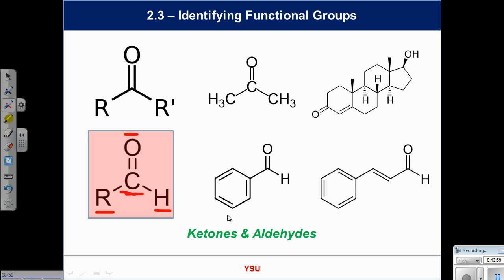Examples of this, benzaldehyde. Okay, smells like almonds. You've got a hydrogen there, you've got a carbon there, that's an aldehyde. Cinnamaldehyde, smells like cinnamon. Carbon here, hydrogen there, they're aldehydes. By Friday, I want you to know those. And then we'll do the rest and we'll finish up chapter 2 probably on Friday.